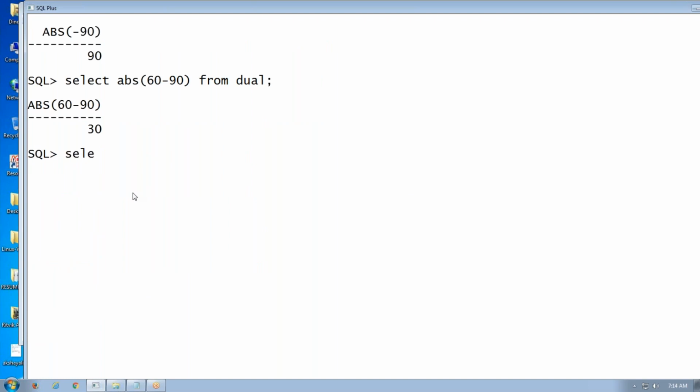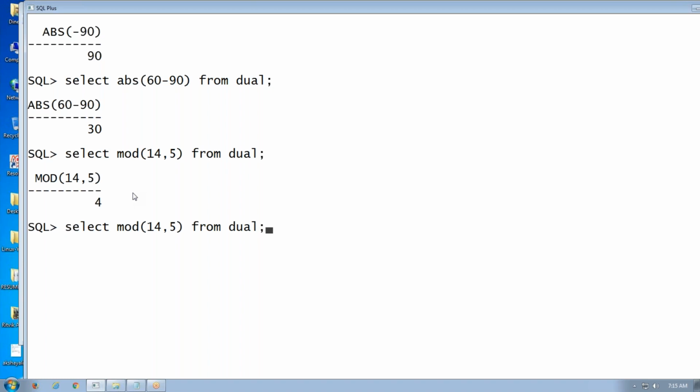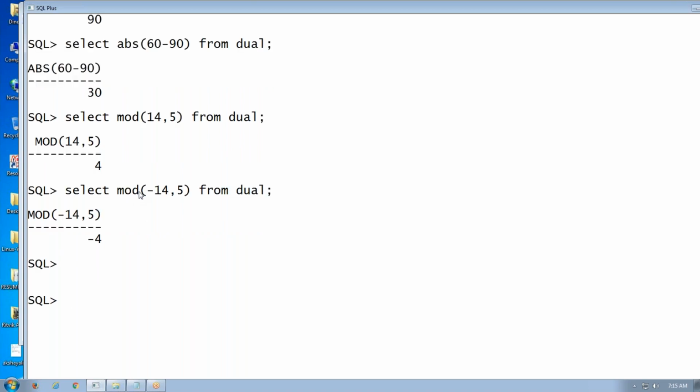Next, SELECT MOD of m comma n. Suppose 14 comma 5 from dual. It will print the remainder. It is printing the remainder. Okay, fine. Suppose it is minus 14, then what is the remainder? Minus 4. Don't worry about it.